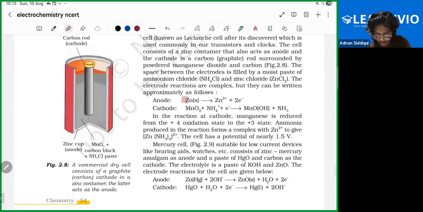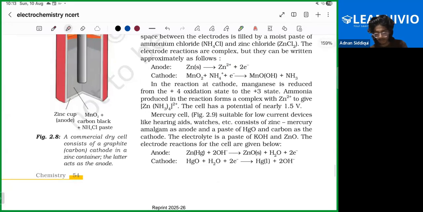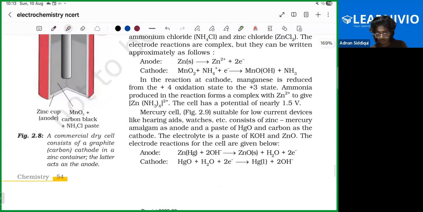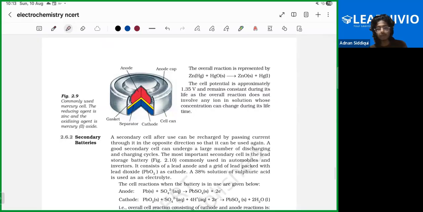The reactions are as follows. The zinc is basically getting oxidized, because at the anode you will always observe oxidation, and at the cathode you will observe reduction. The reaction at the cathode is explaining what is happening, so we know how the oxidation state changes from one state to another. The mercury cell is another example of your primary cell. A primary cell is only usable one time; we cannot recharge it.